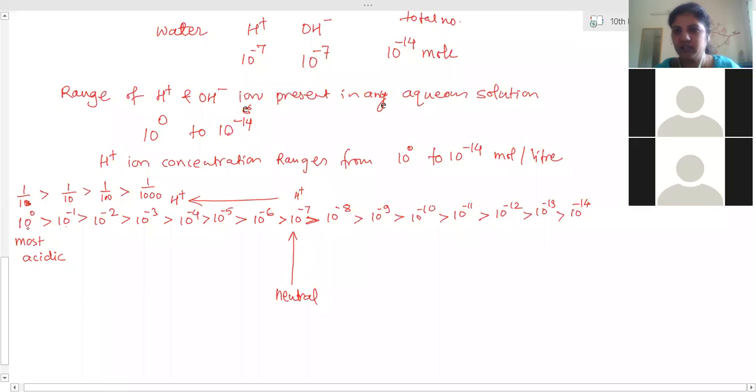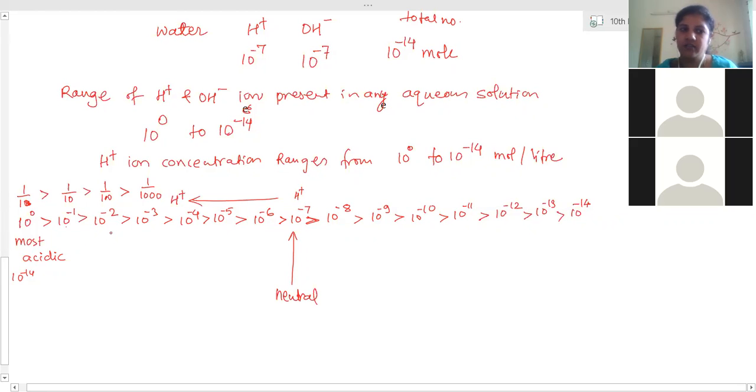Now here, on the left hand side, from 10 to the power 0 to 10 to the power minus 6, the H plus ion concentration goes on decreasing. If any solution has 10 to the power 0 H plus ion concentration, how many OH minus ions are present? 10 to the power minus 14. Which one is greater, 10 to the power 0 or 10 to the power minus 14? 10 to the power 0 is greater. That means H plus ions are greater than OH minus ions.